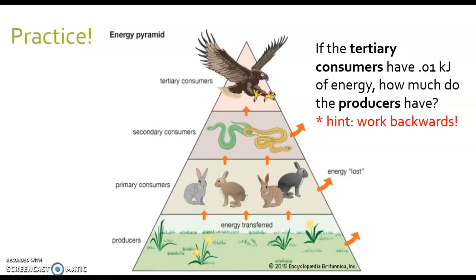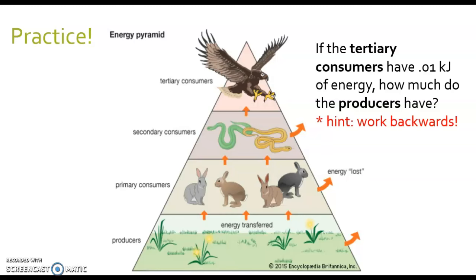So my tertiary consumers have 0.01 kilojoules of energy, and I have to move down to the producers. That's 3 levels down. That means I'm going to have to move my decimal point 3 times to the right this time because I'm working backwards. So I take the decimal point at the front of 0.01 and move it over 1 to the right. The secondary consumers will now have 0.1 kilojoules of energy. I take that decimal point and I move it again 1 over to the right. My primary consumers will now have 1 kilojoule of energy.